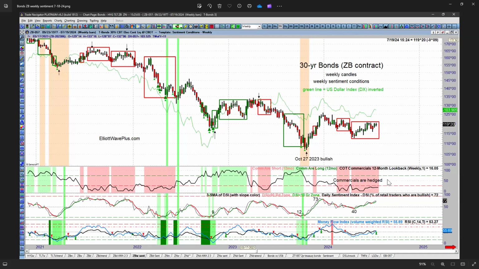The thing that's the most concerning about it is the commercials are still hedged in bonds. So they are not positioned for a big up move in bonds quite yet. I think they'll get there. And when they get there, our premium plan members are going to know it, because this will get up into the green zone. At that point, commercials will be bullish, and retail will probably drop back into a lower posture.